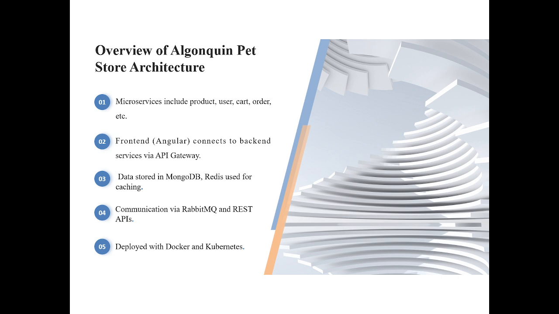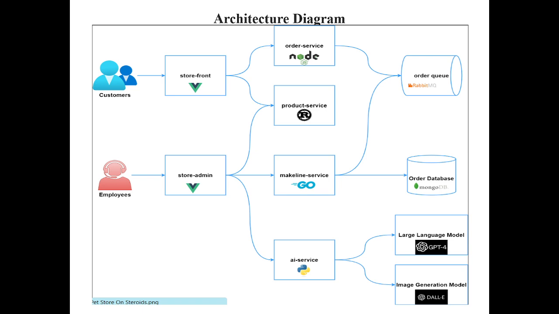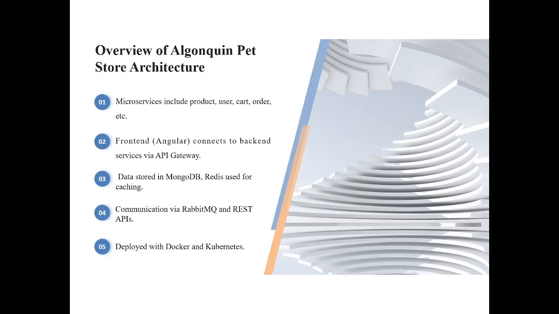Here I'll talk about an overview of the Algonquin pet store. Here is the basic five points of information about our Algonquin pet store, and here is the architecture diagram which I'll talk about. First of all, the pet store is designed using microservices. Each function, like product, user, cart, or order, is its own service. The front end, which is built using Angular, talks to the backend via an API gateway.